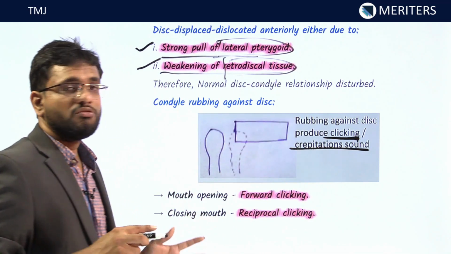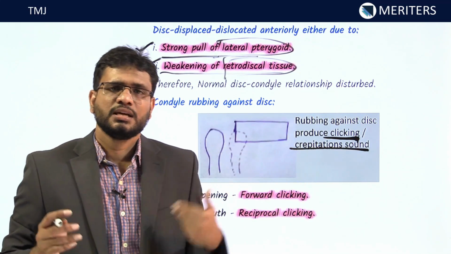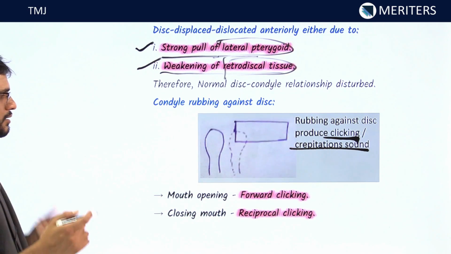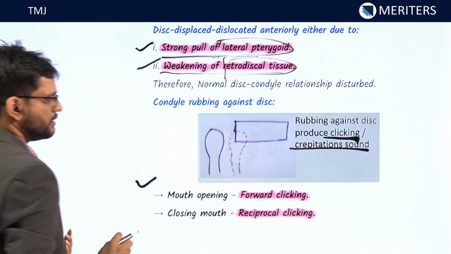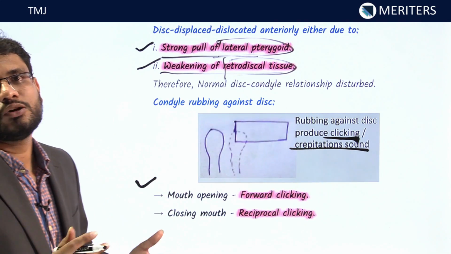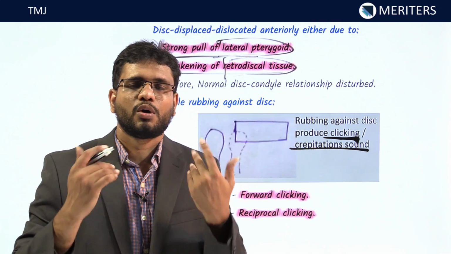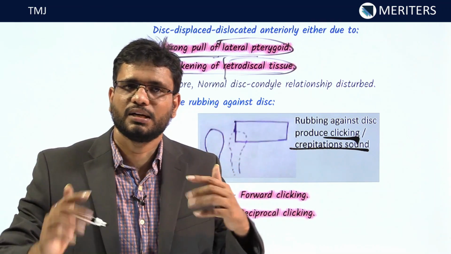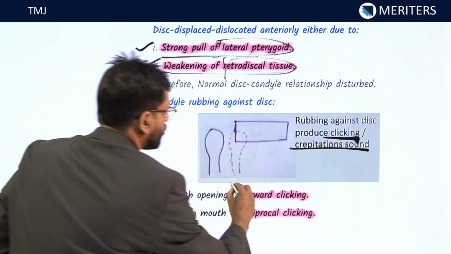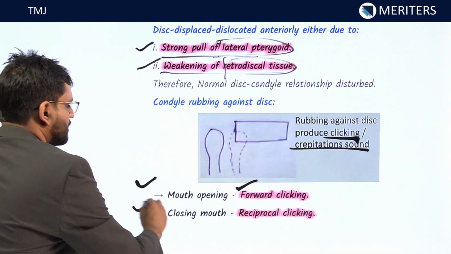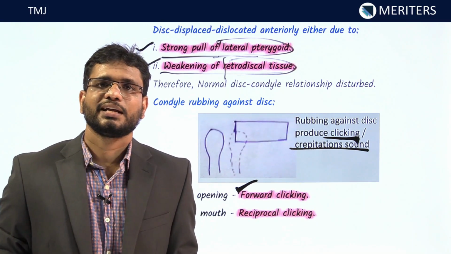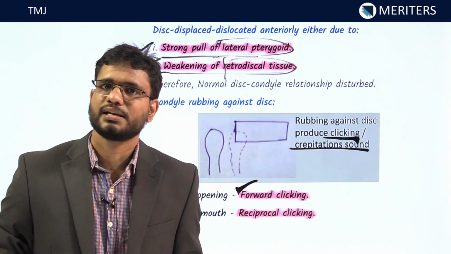So, you might be wondering why this clicking and crepitation occurs. Yes, the reason can be the condyle rubbing against the disc. If clicking occurs during opening of the mouth, when we open the mouth, the condyle will translate towards the anterior aspect, right? That is known as forward clicking. Sometimes clicking is seen during closure of the mouth, and that particular clicking is termed reciprocal clicking.